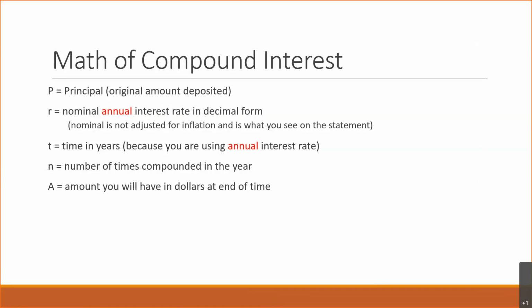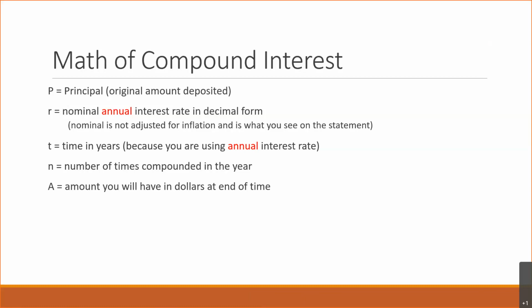Annual interest rate, and usually we're just going to put it in decimal form. So 5% would be 0.05, for example. Okay, so that's our nominal interest rate, annual, in years. And then T is going to be our time, how many years you're going to have, and T is in years because we're using an annual interest rate.